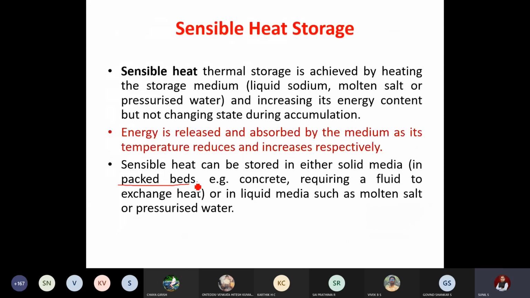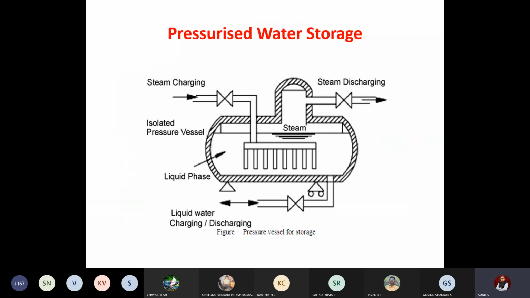You can use concrete also for the storage of solar energy, concrete blocks. Or we can use molten salts also for sensible heat storage. So these are the various mechanisms through which we can store sensible heat.